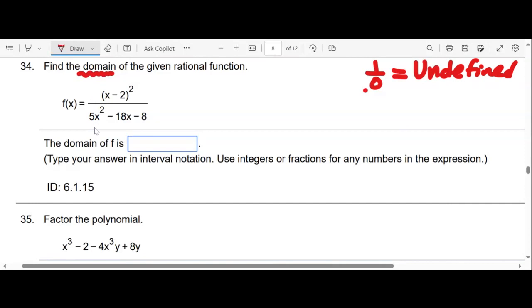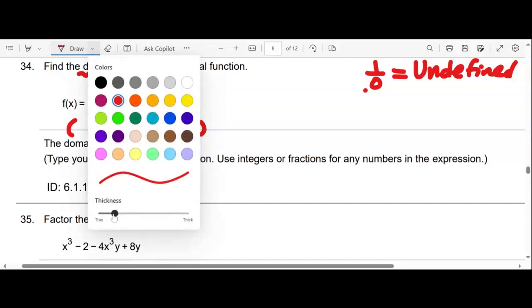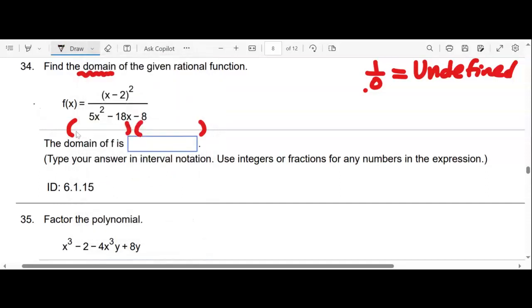So we don't want anything in the bottom that makes it undefined, 0. In this case, I have to factor the bottom. So if you factor the bottom, what are you going to get? 5x or x. What else? I need negative 18. What about 4 and 2? Negative and positive. Okay? So I factor the bottom.